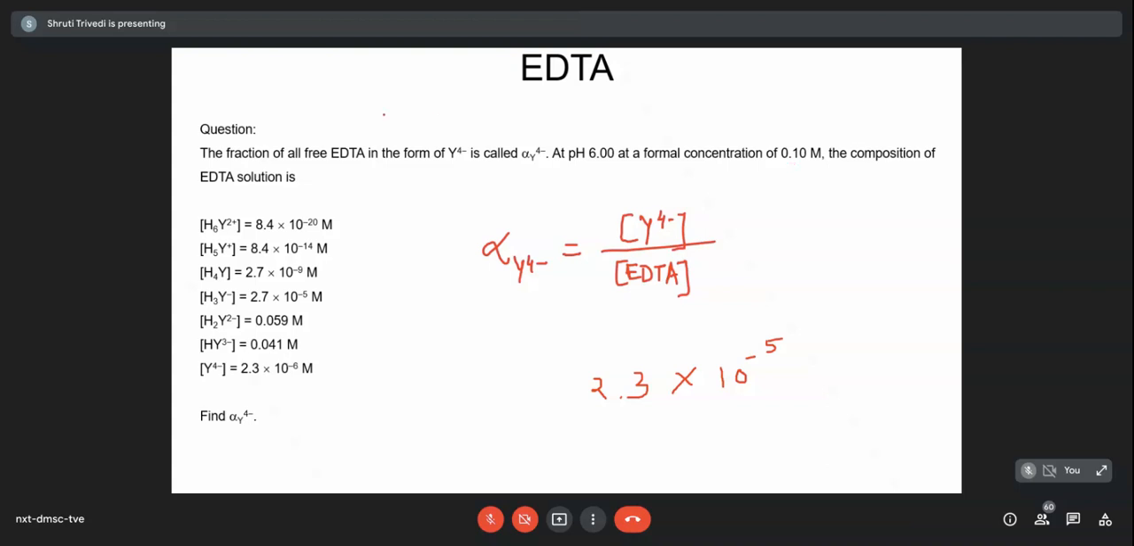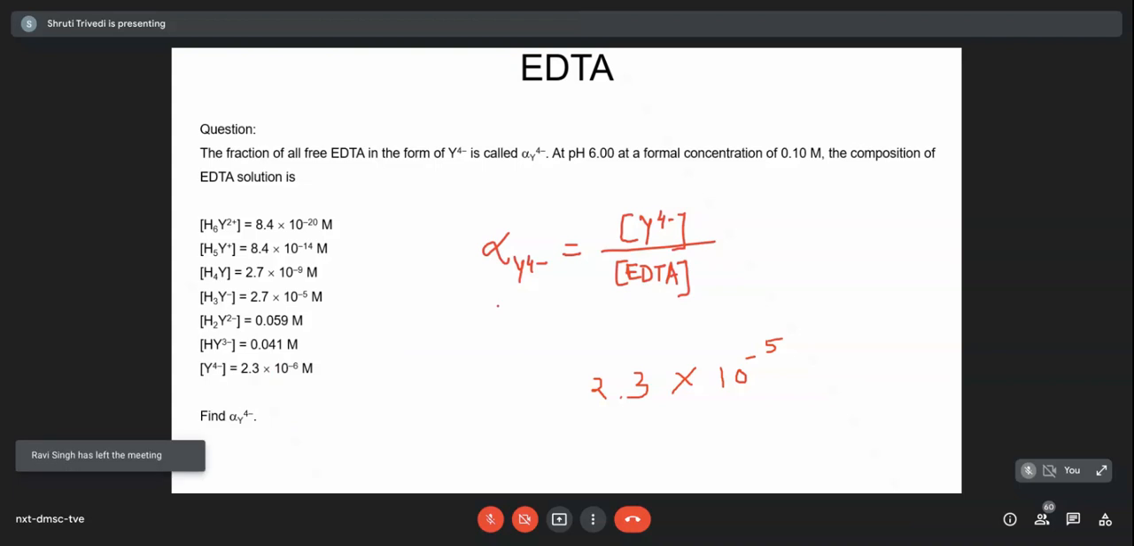So I think you can do it. You have all the values of these species. It depends upon your mathematics how you're going to solve this. It is not going to take too much time. By mistake, I have written the answer because I have taught the same in section B also. Anyway, you can try this. You have the concentration of the Y4 negative species here, and you have the concentration of all other species. So you have to add them up and try to find out the value of alpha Y4 negative.